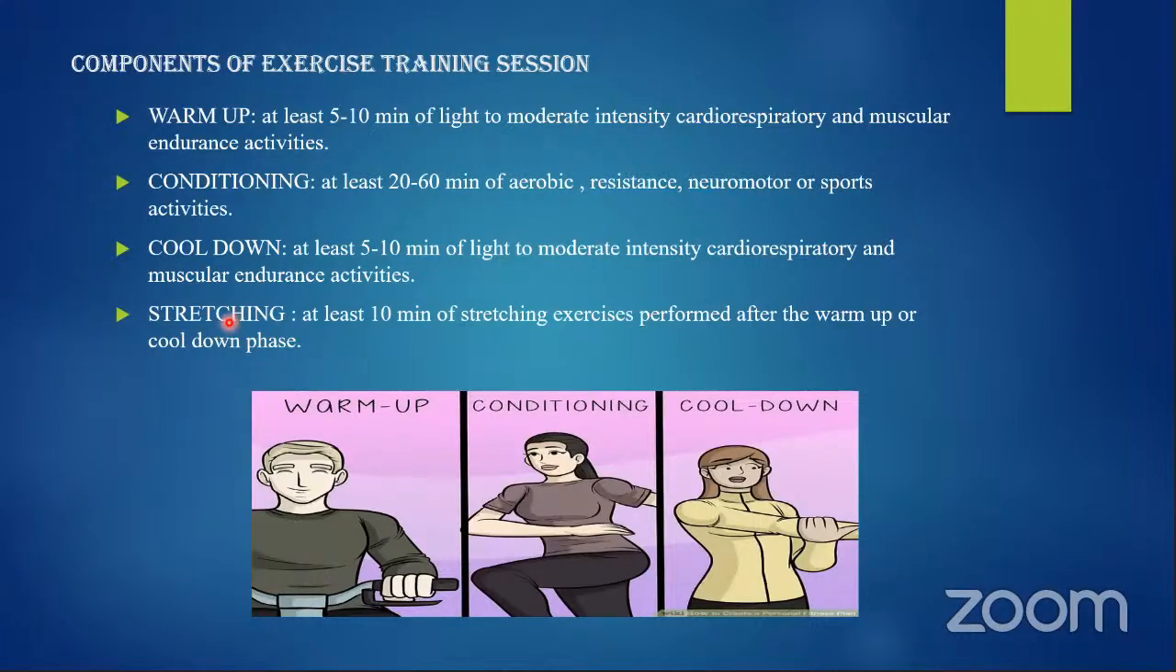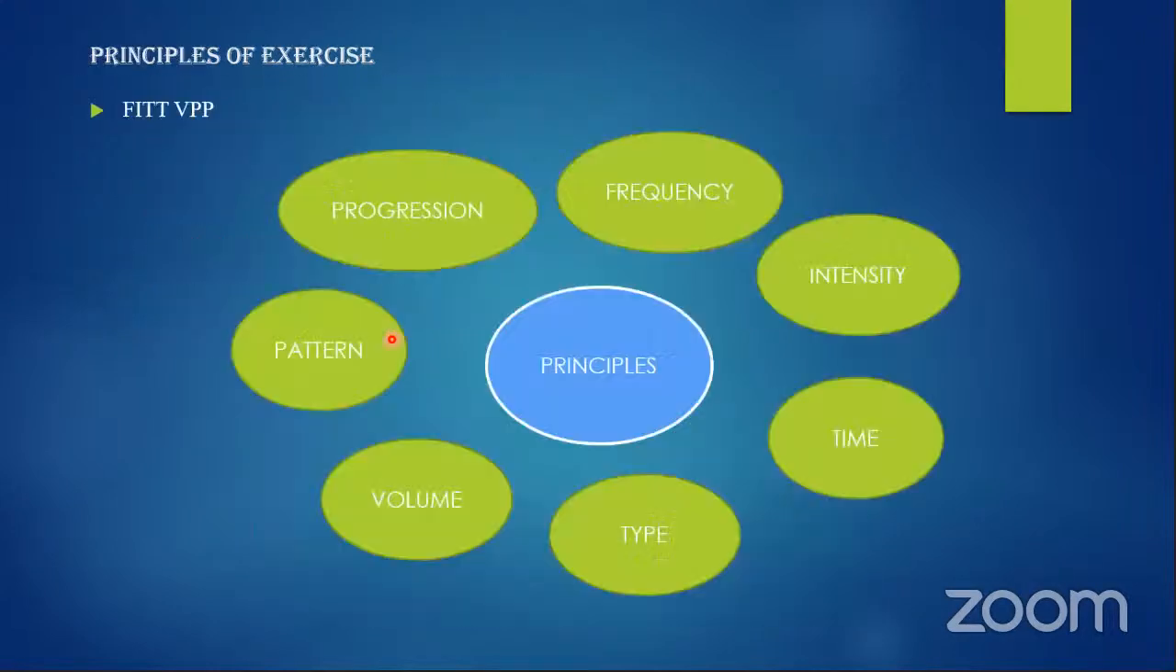Next comes the stretching. So stretching should be done for at least 10 minutes. It can be done either in warm-up session or in cool-down session. So stretching helps in improving the overall flexibility of the body, and it also helps in preventing muscle soreness because stretching helps in elimination of lactic acid accumulation in the body. So thus it can help in preventing muscle soreness. Next comes the principles of exercises. So we are going to see about FITT VPP principle.